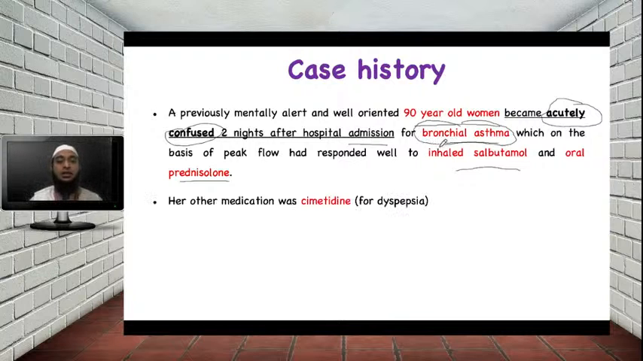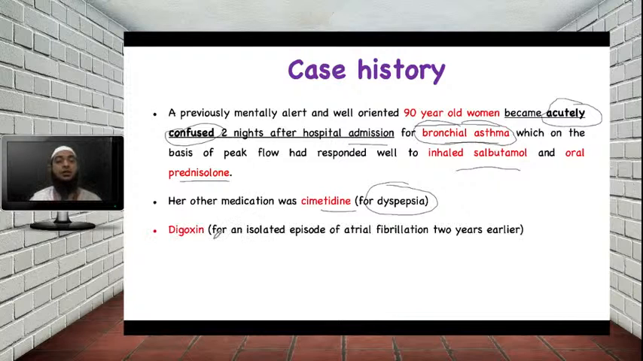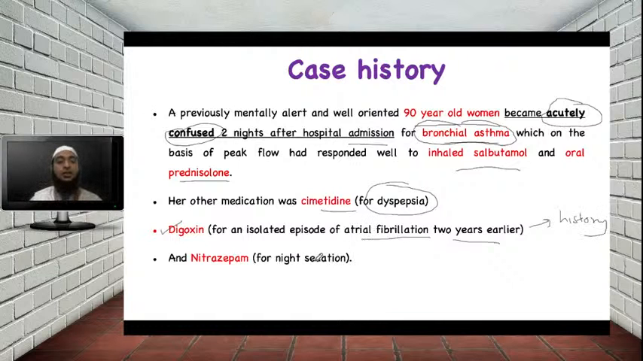In addition to this, she was on other medicines. She was taking cimetidine for dyspepsia. Maybe she was suffering from acidity, so she was also on treatment with cimetidine. She was also on treatment with digoxin for an isolated episode of atrial fibrillation 2 years earlier. So this was her history, because currently she is not on treatment with digoxin. And she has taken nitrazepam, which is a hypnotic drug for nighttime sedation.